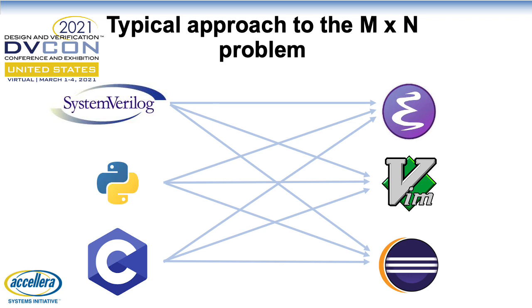The typical approach to this problem is called the M by N problem. When you have an editor, it needs to support all the languages individually. So for SystemVerilog, Python, and C, like I have here, if you want to get that into Emacs, the best editor, you will have to go and implement each one of those independently. And then you'll have to do that again for Vim, and again for Eclipse, and again for all these other editors out there.